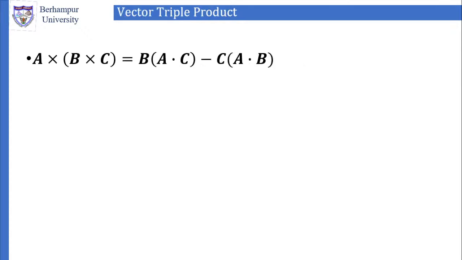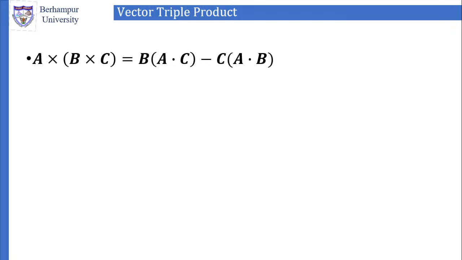Similarly, we have something called the vector triple product, in which all the products are cross products. There is no dot product involved. So we have three vectors A, B, C. We will take B cross C. The resultant of B cross C is cross multiplied with A. So A cross B cross C.